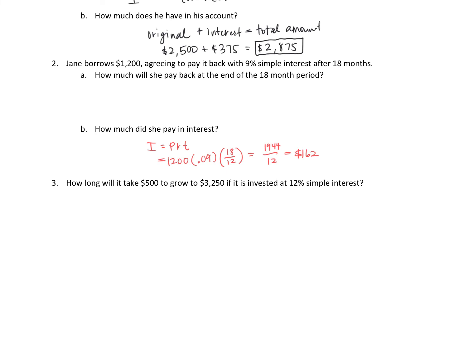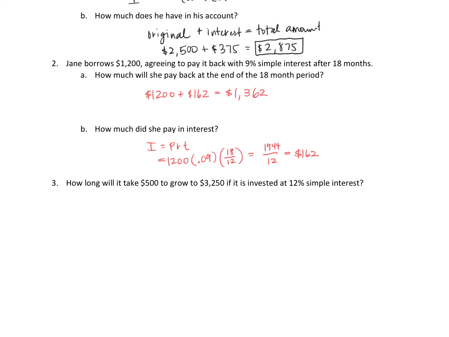So now let's look at part A. How much will she pay back at the end of the 18-month period? So she's going to have to pay back the interest, but she's also going to have to pay back the amount she borrowed to begin with. So this is where you add up the original amount plus the interest that's now owed. And when you do that, you get $1,362.